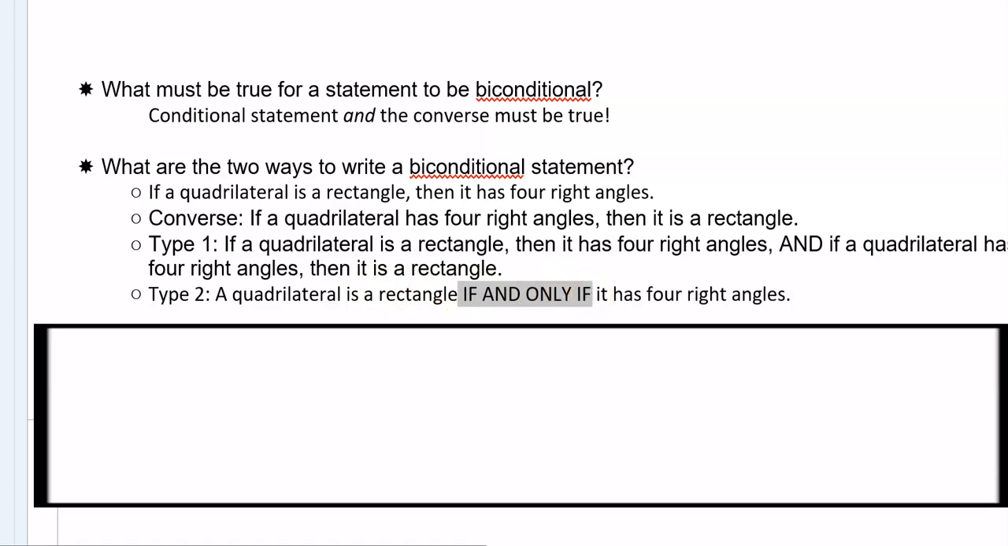So this is our new special phrase that we can only use in a biconditional. And that gives you the signal that that statement could go, you could say left to right, a quadrilateral is a rectangle, then it has 4 right angles. And you could go the other way. If it has 4 right angles, then it is a rectangle. So this is a shorter way to write the same statement. The key with a biconditional is that the original conditional statement and the converse must be true.